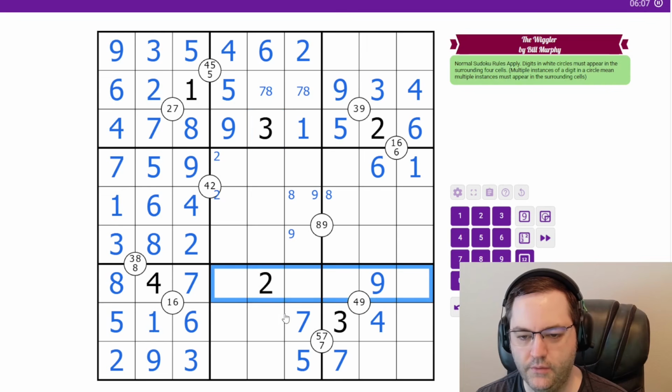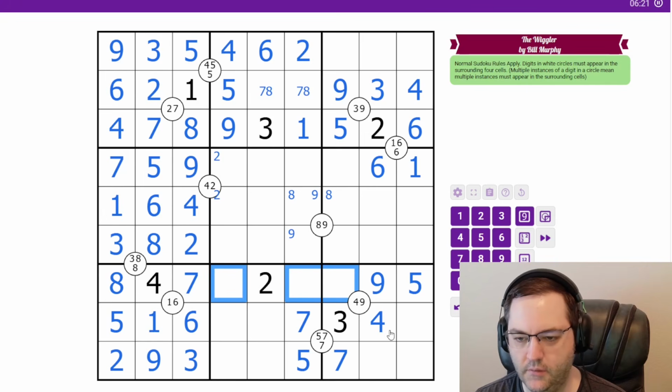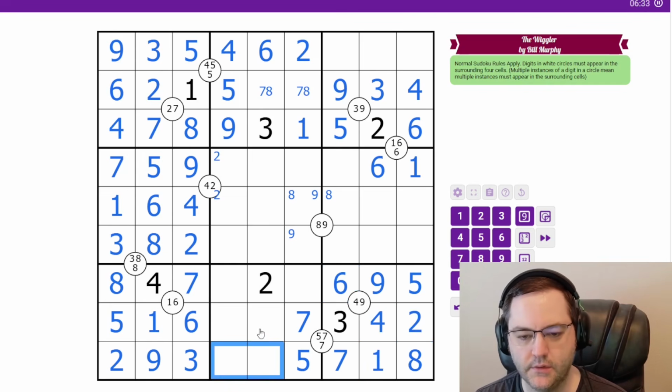1, 3, 5, 6 here. 5 can't go in any of those, so this is 5. So 1, 6, 3, 6. That can be any of them. 6 and 1 can't go in these cells, so they are a pair here, and actually the 6 is just a single. 2 and 8 to finish the box.